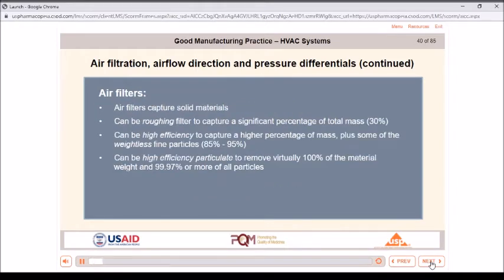Air filtration, airflow direction, and pressure differentials continued. Air filters. Air filters capture solid materials. Can be roughing filter to capture a significant percentage of total mass, 30%. Can be high efficiency to capture a higher percentage of mass plus some of the weightless fine particles, 85% to 95%. Can be high efficiency particulate to remove virtually 100% of the material weight and 99.97% or more of all particles.